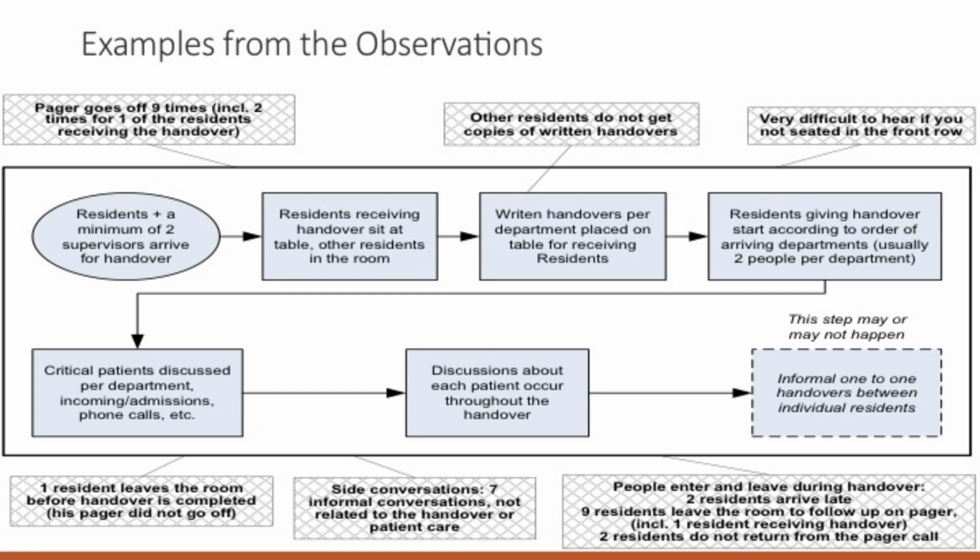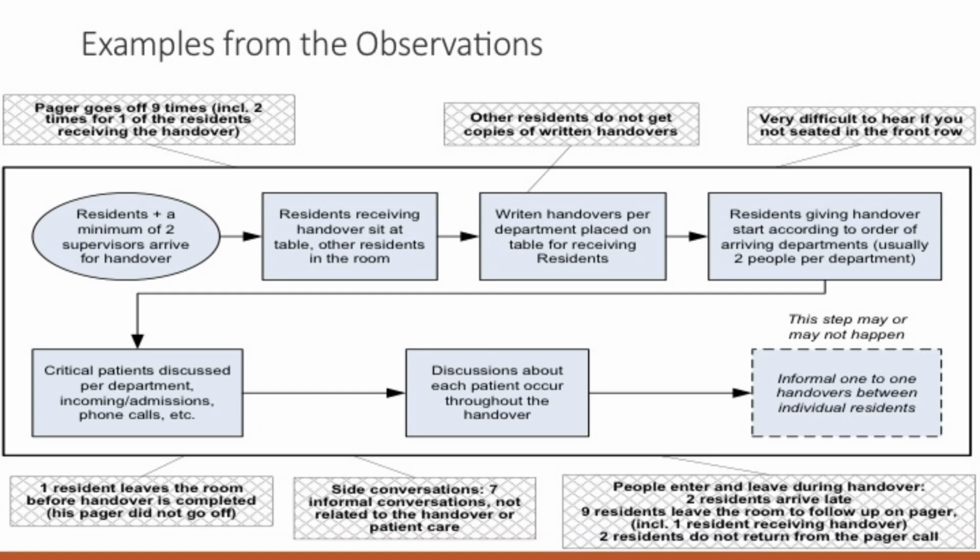When we finished completing the process map and our observations, we brought those two streams of data together, and we looked at where we could annotate our process map with our observations. For example, if you notice the first box, it talks about the pager going off during the handovers. So in our example from our observation, the pager went off 9 times during one handover.